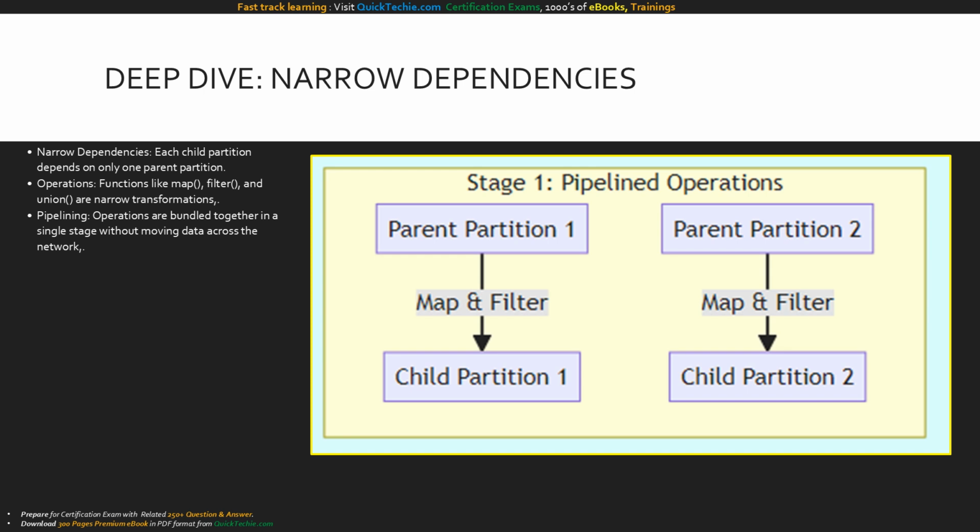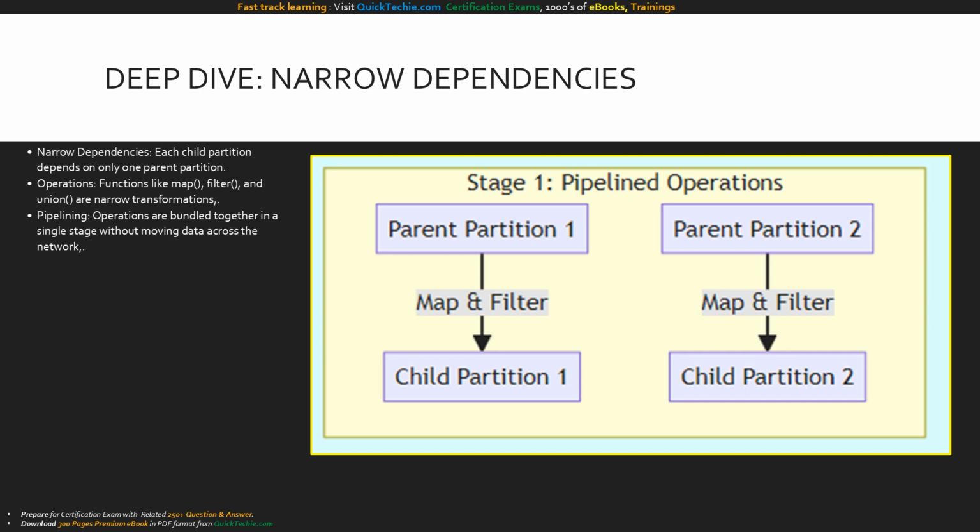Because the data does not need to be shared or sorted across the entire cluster to compute the result, Spark can pipeline these operations together. This means multiple transformations occur sequentially inside a single stage, processing them at lightning speed entirely in memory.